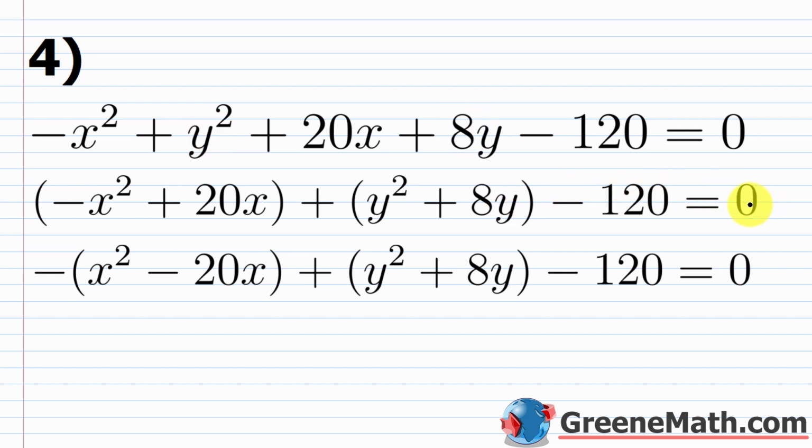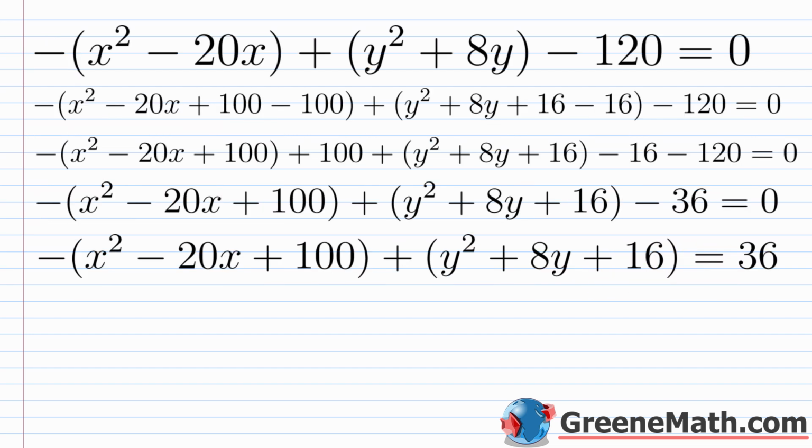So what you want to do is factor out the coefficient of x squared and y squared if it's not 1. So just the coefficient. Here it's a negative 1, so just pull out a negative. This becomes the negative of the quantity x squared minus 20x. And then plus, here you don't have to do anything because the coefficient is 1, so it's just y squared plus 8y. And then minus 120 is equal to 0.